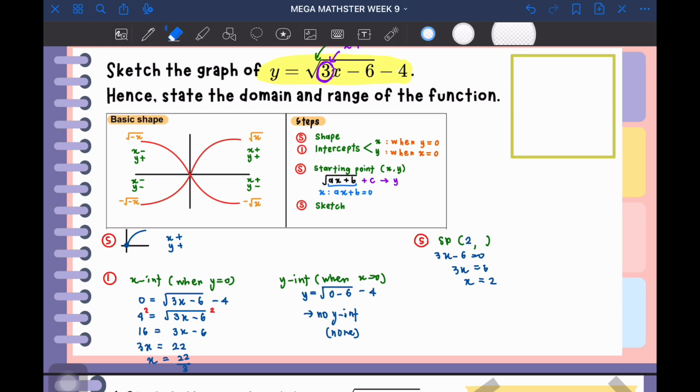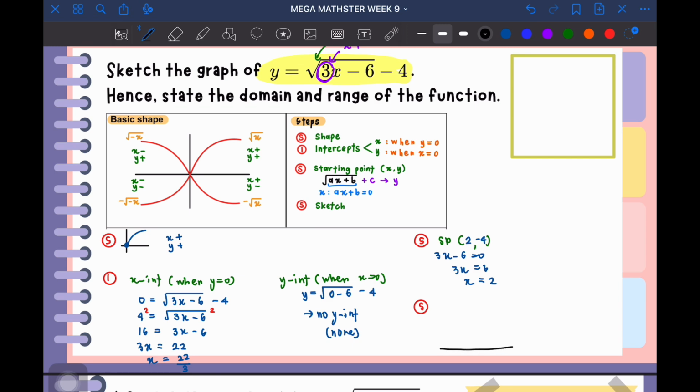And then for value of y, it's very straightforward. You just need to take the one that is located behind or in front of your square root. Okay, so you see over here, this is your square root, and the one that is behind the square root is negative 4. So this negative 4 is going to be your y coordinate. So just write negative 4 over here. Okay, and then just sketch your graph. The last step is sketching the graph.